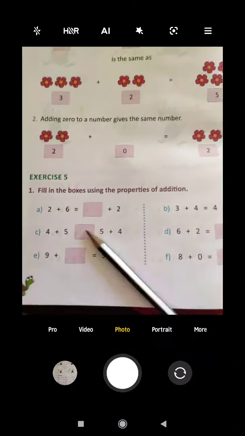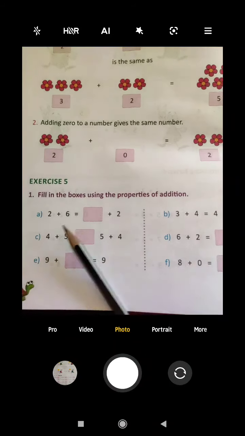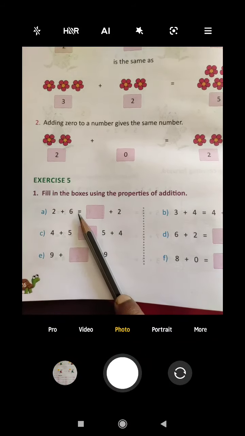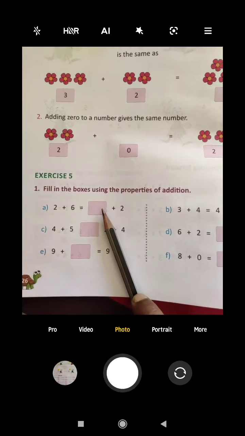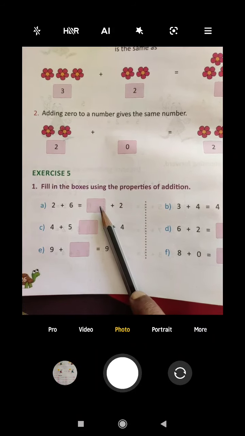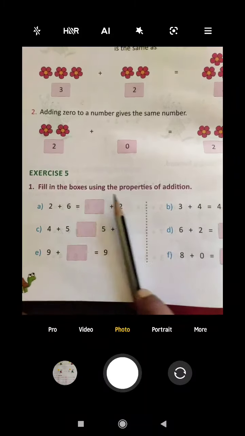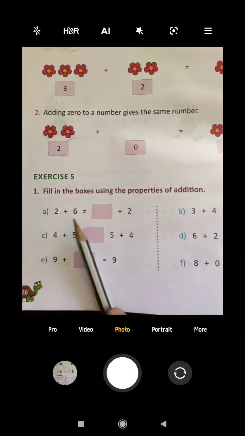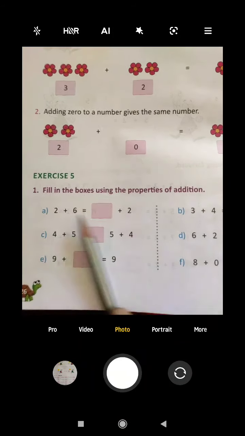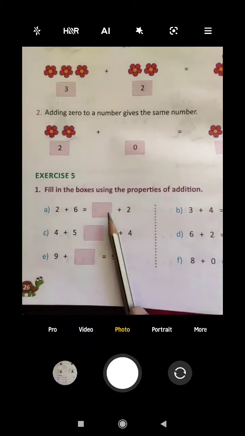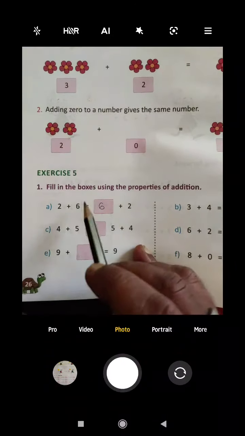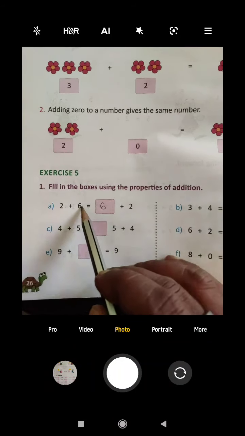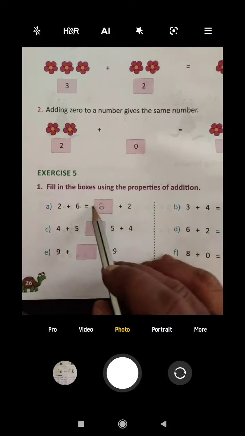So fill in the boxes using the properties of addition. Here 2 plus 6 equals how much? It should be 8. So if you write 8 here, then fill in the properties of addition, in the sense that the answer should be the same. So here 6 plus 2 equals 8. If we put 6 here, automatically the result will be the same. This is the property: 2 was first and 6 was second, here 2 is second and 6 is first. Just displace the position.